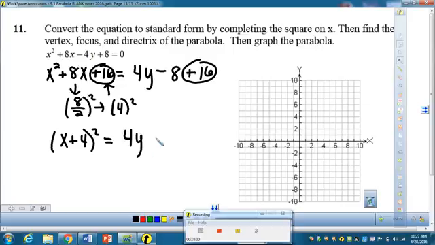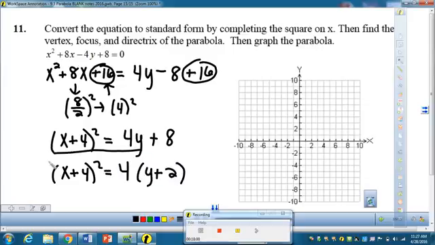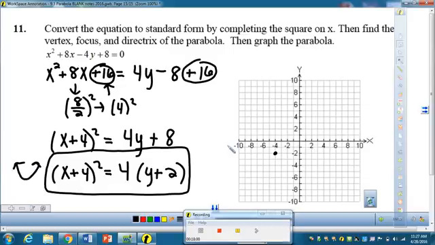On the right side, we have 4y plus 8. And then we're going to factor out the 4 in front. So this is the answer for the standard form. Now to graph our parabola, the coordinates of our vertex are negative 4 in the x direction, negative 2 in the y direction. 4p is 4, so p is 1. Since p is positive and it's an x squared, this parabola is going to open upwards.